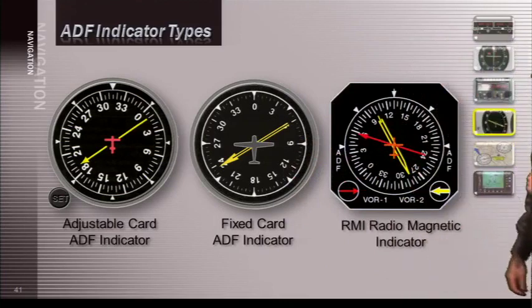Alternatively, the ADF indicator could have a rotating compass card integrated with a VOR indicator. This instrument is called a radiomagnetic indicator, or an RMI. The RMI allows the pilot to read the magnetic heading off the aircraft directly without referring to another instrument. It's important for you to know what kind of ADF indicator is in the aircraft you're flying.